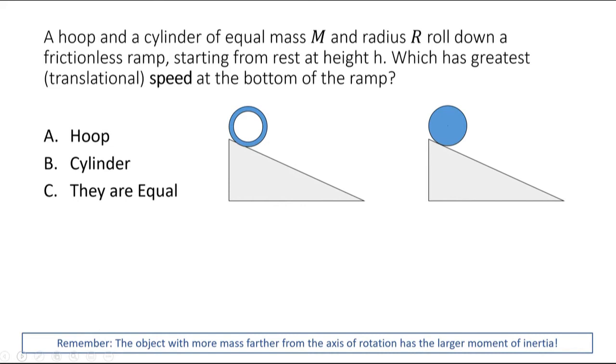Okay, now we want to start with the same setup, but we want to ask ourselves which one has the greatest translational speed when it gets to the bottom of the ramp. And I'll remind you here that we don't need to know specific formulas for moment of inertia. We just need to know that the moment of inertia for the object that has more mass farther away from the axis of rotation will be larger.